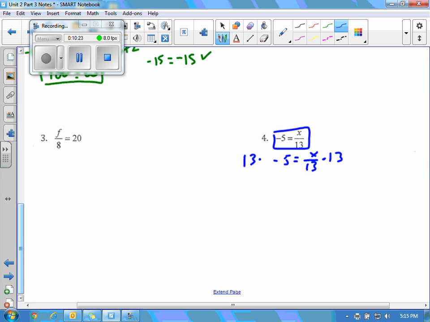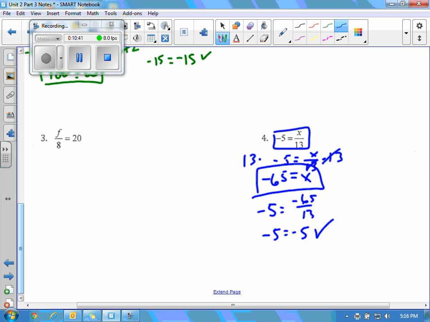13 times -5 is -65. And then 13 and 13 cancel out here, and I have x. So -65 equals x. I'm going to plug that into check. So -5 equals -65 divided by 13. When I divide that out, I get -5. So I know I'm all good there.